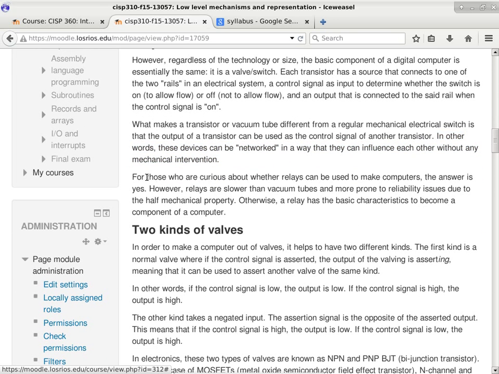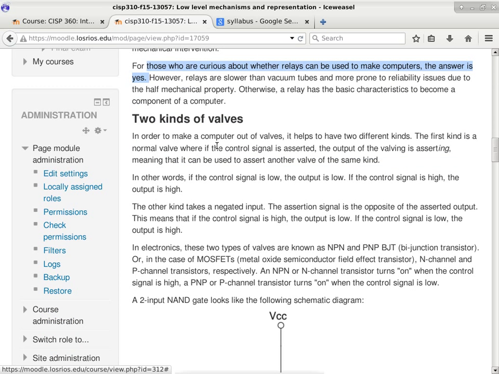And I mentioned here, for those who are curious about whether relays can be used to make computers, the answer is yes, but it will be very slow and not very reliable. Okay. And now we talk about two different types of valves, because we're talking about valves that can be used to control the flow of electricity. There are mainly two types.